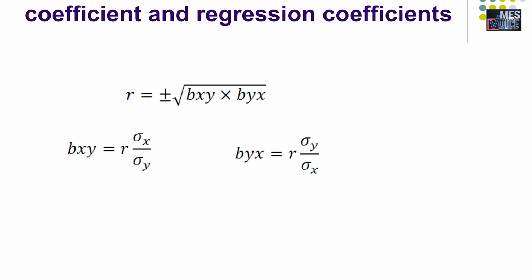Next is relation between correlation coefficient and regression coefficients. r is equal to plus or minus root of bxy into byx, where bxy equals r into sigma x by sigma y and byx equals r into sigma y by sigma x.